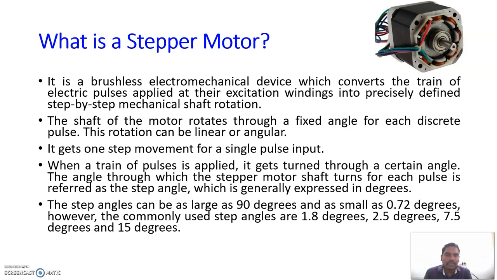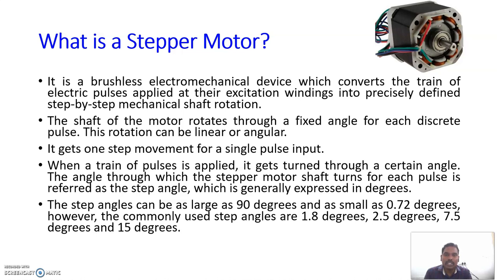The shaft of the motor rotates through a fixed angle for each discrete pulse. So we are applying a discrete pulse. Discrete pulse means now we are giving a maximum pulse, then after a small interval we are not applying any pulse, then again we are going to apply the maximum pulse. So like that it will be changing.